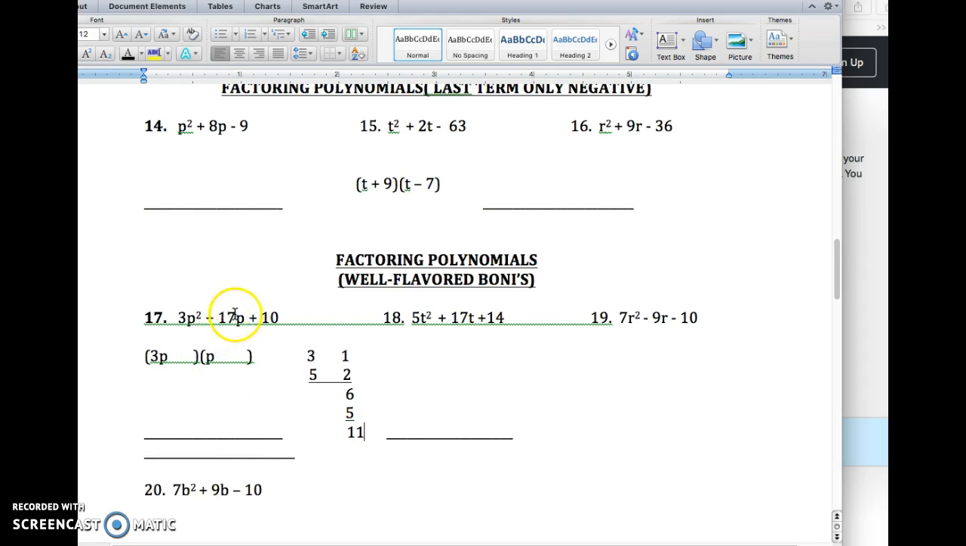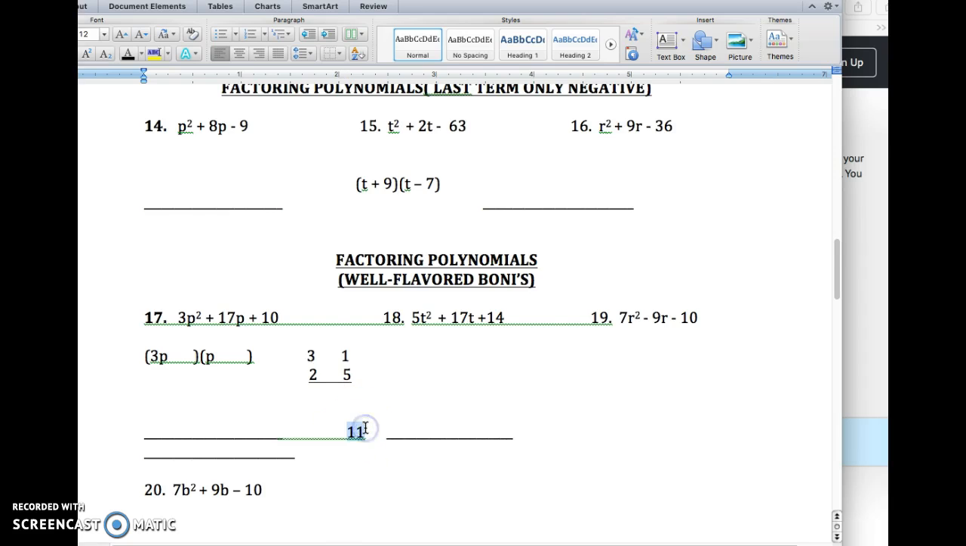That's not what I want here. I want 17. So, not to worry. What I do is I switch these. So, instead of 5 here and 2 here, I put 2 here and 5 here. Let me erase this. I'm trying again.